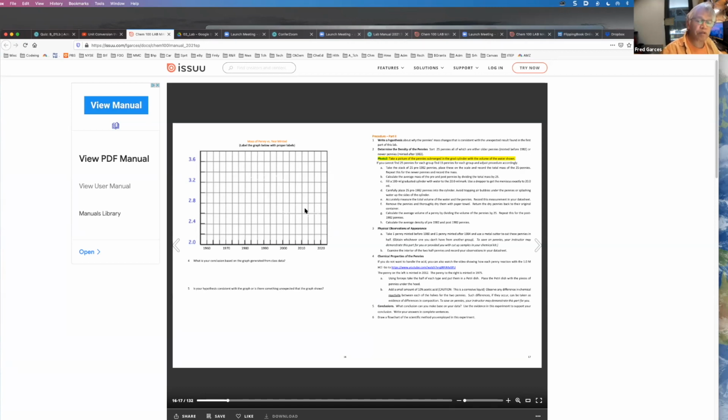Now, let me point out a couple of things for this experiment. Read the direction. It says label the graph below with proper labels. A lot of you will just put your lines here and then forget about it. The labels are going to be the year minted and then the mass. These are little things that you need to put down because as a scientist, you have to pay attention to the details. And then right here, what is the conclusion based on the graph? Is there an unexpected result, or does the graph actually validate your hypothesis? Is your hypothesis consistent with the graph, and is there something unexpected that the graph shows?